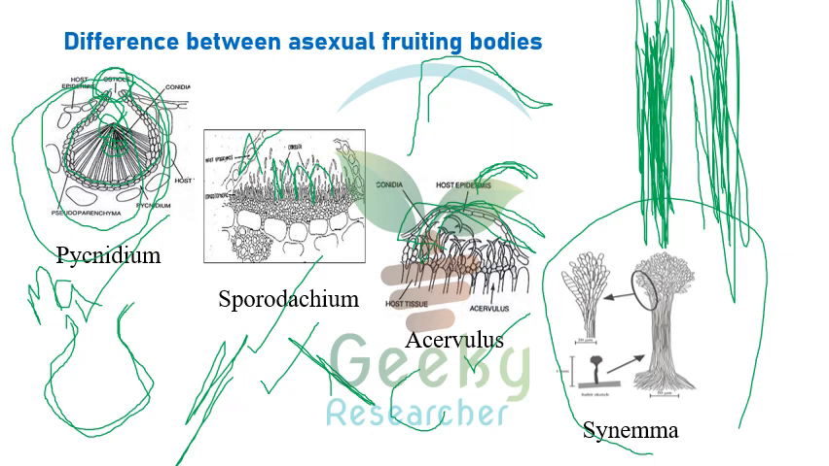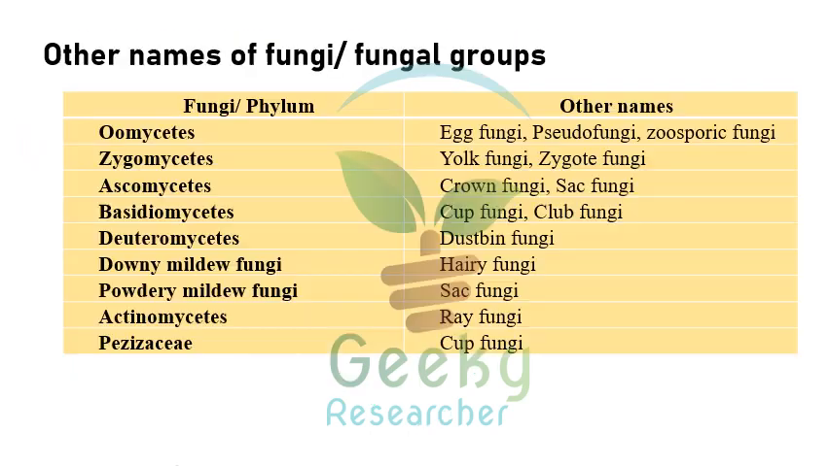And the last one is the Synnema, otherwise called Coremium. Okay, it is an aggregation of erect branches of conidiophores. Fungi like Ceratocystis and Graphium can produce this kind of asexual fruiting body.